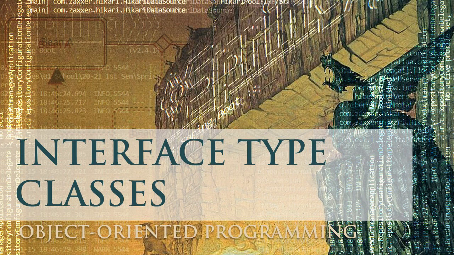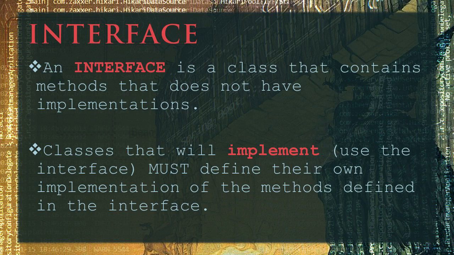Interface type classes. An interface is a class that contains methods that do not have implementations. Classes that will implement or use the interface must define their own implementation of the methods defined in the interface.